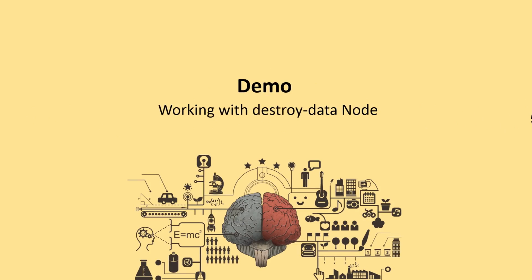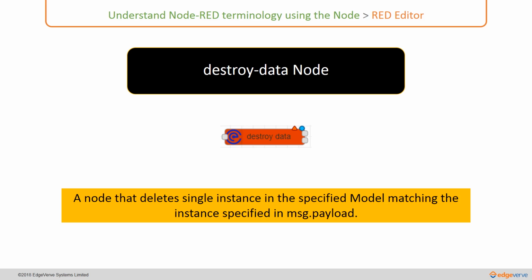Let us now see how to work with the destroy data node. Destroy data node is a node that deletes a single instance in the specified model, matching the instance specified in the msg.payload. Let us see how this works.